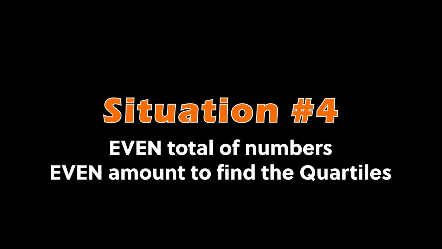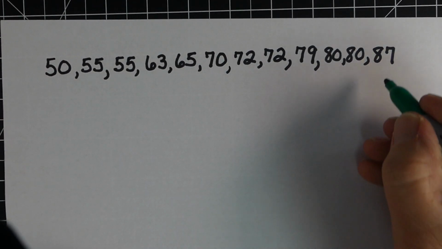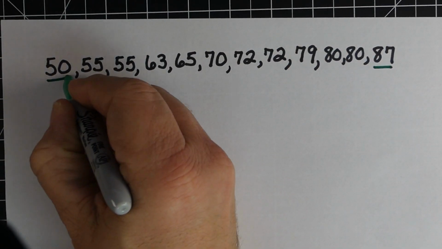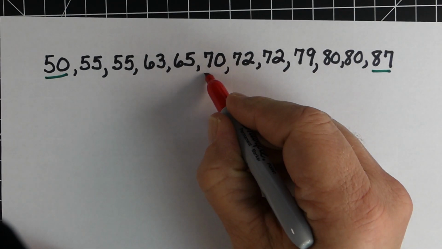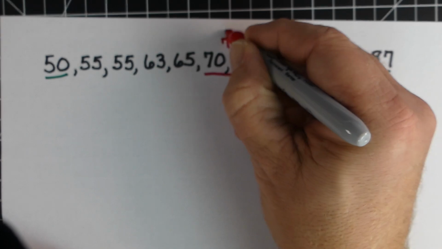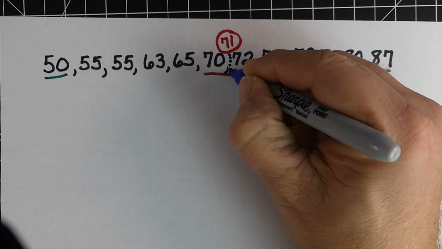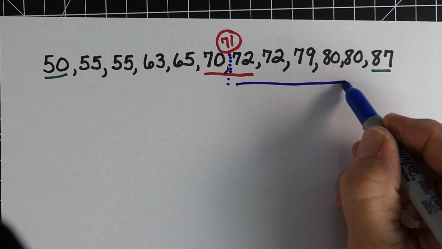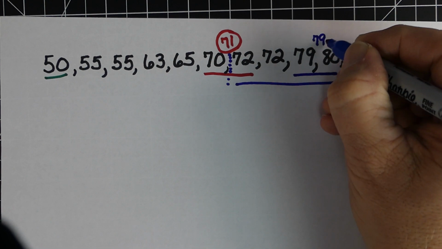In our 4th situation, we have an even amount of numbers. In this case, it's going to be 12. And when we find our quartiles, it's going to be an even amount of numbers. So as always, step 1, let's find those extremes. Step 2, let's find the median. Now again, there's 2 numbers in the middle, 70 and 72. Let's add them up, divide by 2, and you get the 71. Make sure you split that 70 and 72 and use those. So on the right side, the bigger numbers, we have 6 numbers.